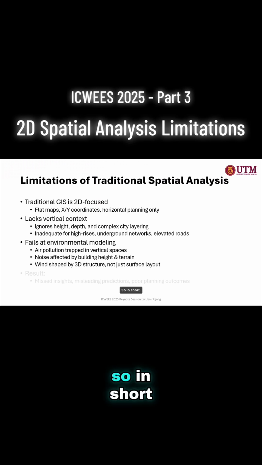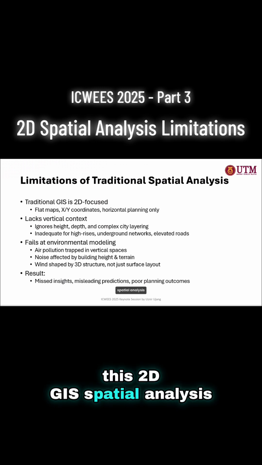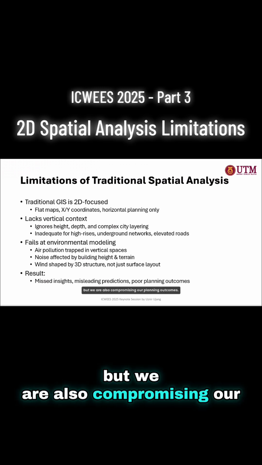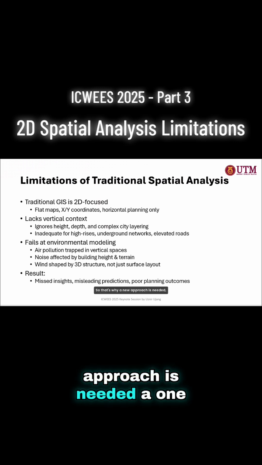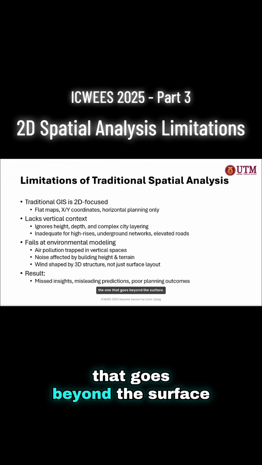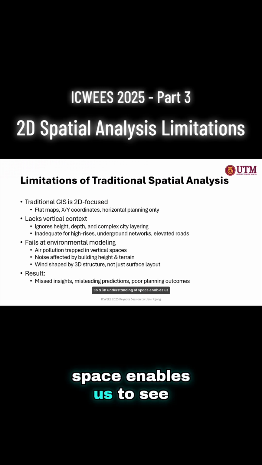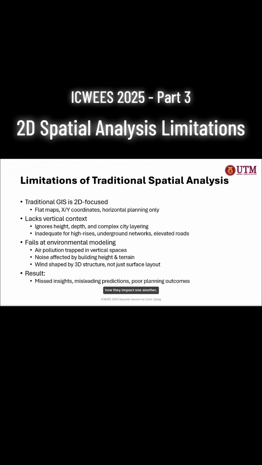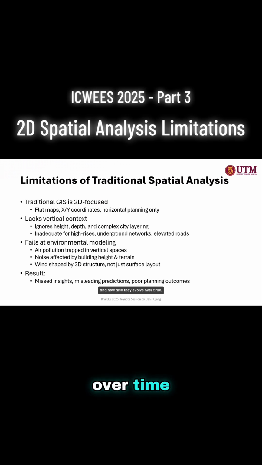Okay, so in short, we can say that if we continue to rely on 2D GIS spatial analysis, we are not just limiting our perspective, but we are also compromising our planning outcomes. So that's why a new approach is needed, one that goes beyond the surface. A 3D understanding of space enables us to see not just where things are, but also how they interact, how they impact one another, and how they evolve over time.